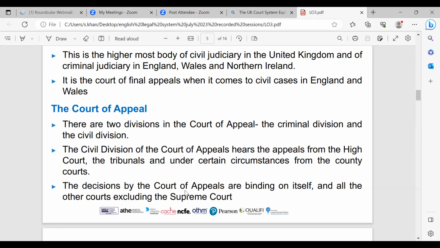The next one is the Court of Appeal. There are 2 divisions, as mentioned earlier, in the Court of Appeal, the Criminal Division and the Civil Division. The Civil Division of the Court of Appeal hears the appeals from the High Court, the tribunals, and under certain circumstances from county courts. The decisions by the Court of Appeal are binding on itself and all other courts, excluding the Supreme Court. The Court of Appeal is the 2nd most senior court in England and Wales, and they are based in the Royal Courts in London. Cases are heard by Lord or Lady Justice of Appeal, and in some cases, High Court judges.